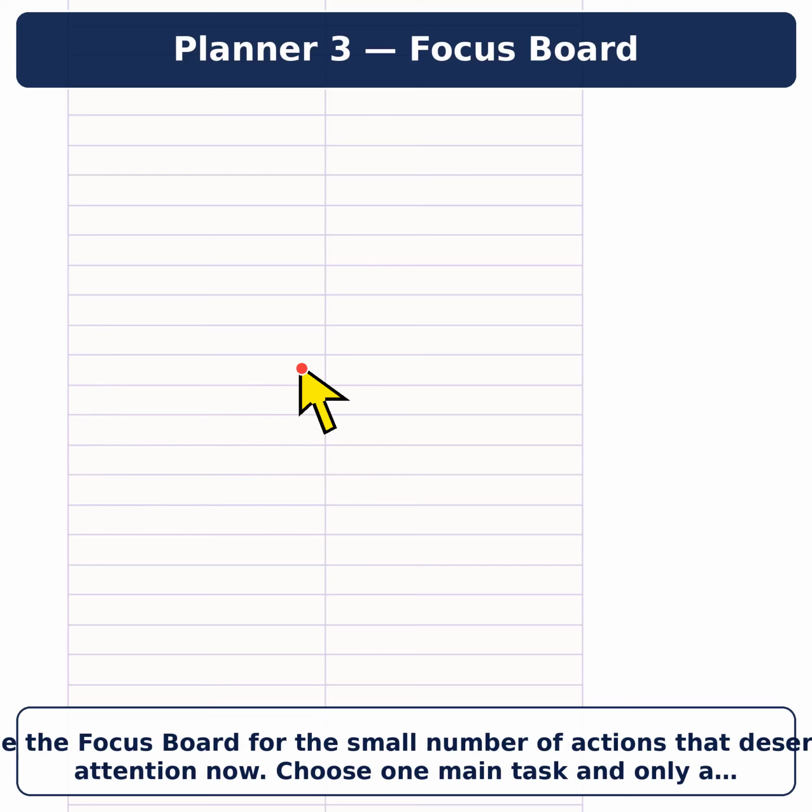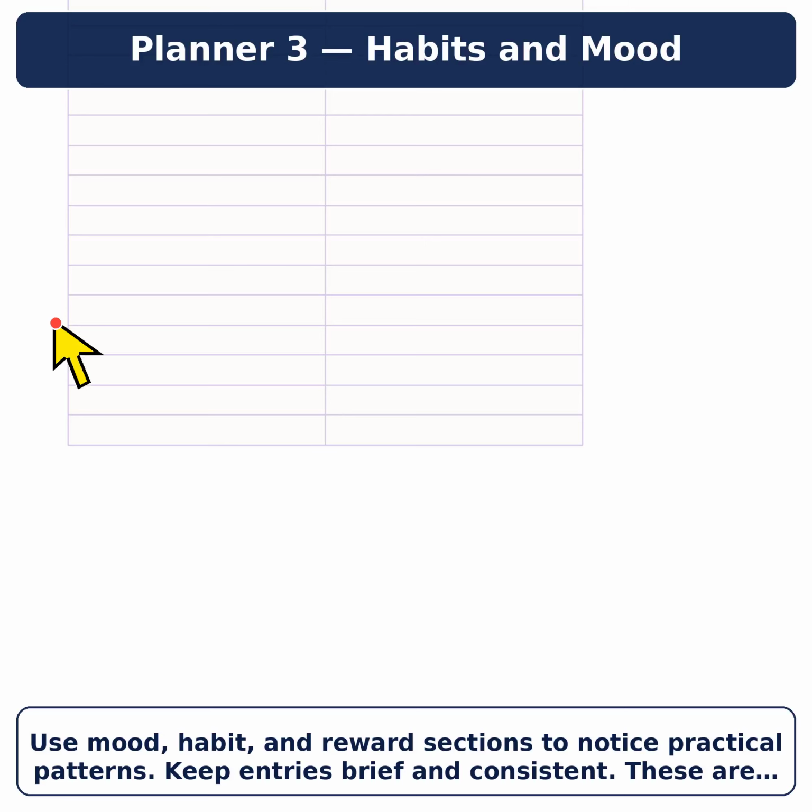The focus task board should contain only a small number of actions that deserve attention now. Select one main task and a few supporting tasks. When the main task is completed, update the source status and choose the next meaningful action. Keeping the focus list short reduces visual overload.